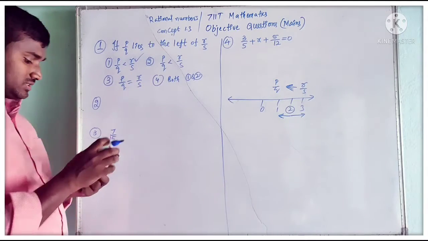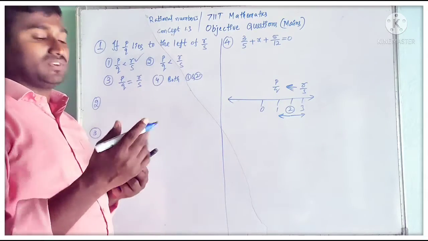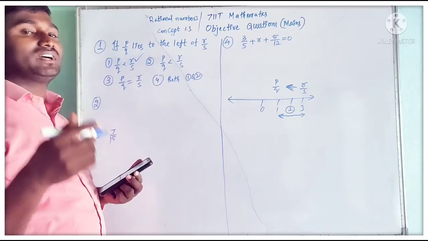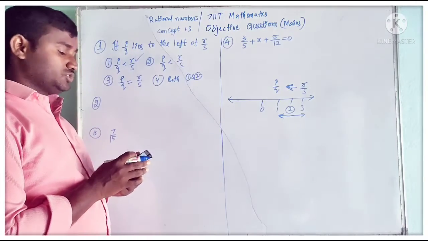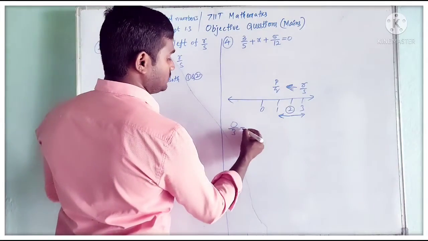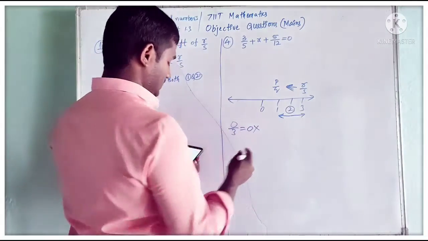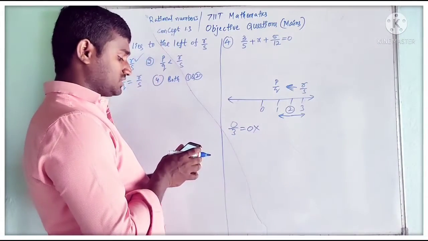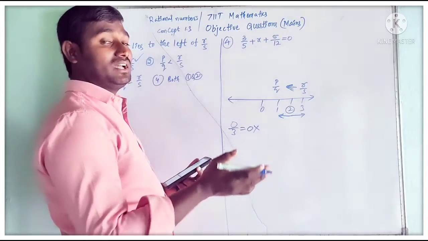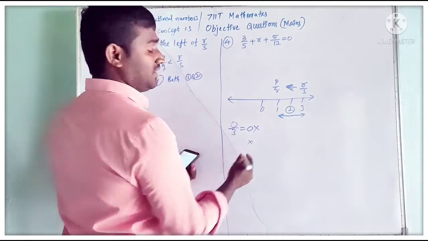Okay, second question we have: which of the following are not false? Not false means true. Which of the following are true? We need to identify. 0 by 3 is a natural number. 0 by 3 is equal to 0. Is 0 a natural number? No, it is a false statement. And 0 is the smallest rational number. Second option: 0 is not the smallest, we have negative rational numbers also. So the second option is also false.